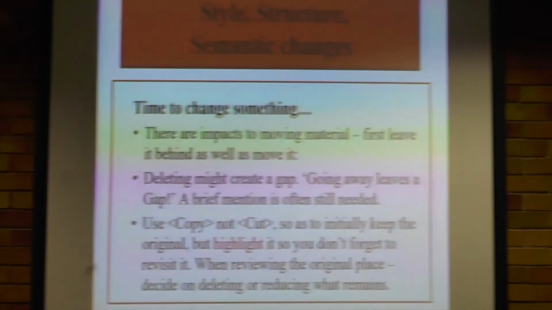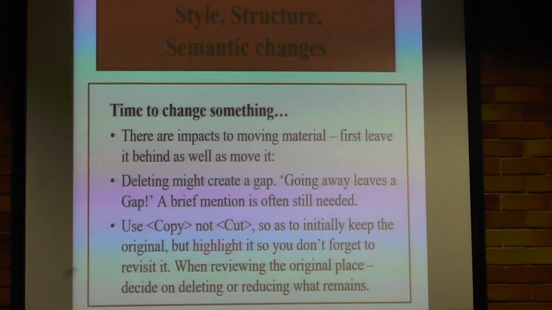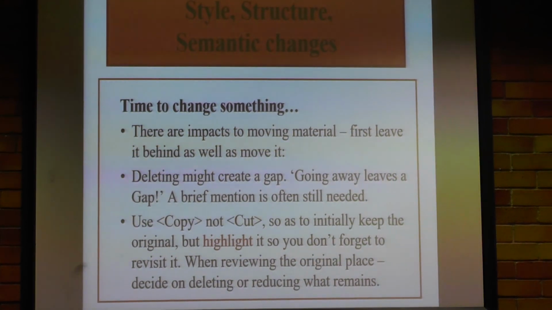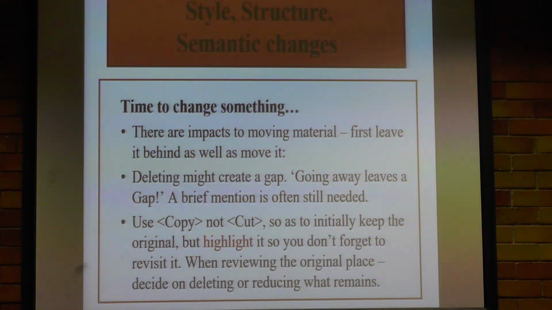So, bullet 2 says, deleting might create a gap. Going away leaves a gap. A brief mention is needed. And so the last bullet says exactly what I told you. Don't use cut and paste. Use copy and paste for the first time, and perhaps highlight it in a color. Then later on, when you look at it, you can see, I've got to work on that. What do I need here? What key points fit in with the paragraph before and the paragraph after? What must I do here? But don't just chop.